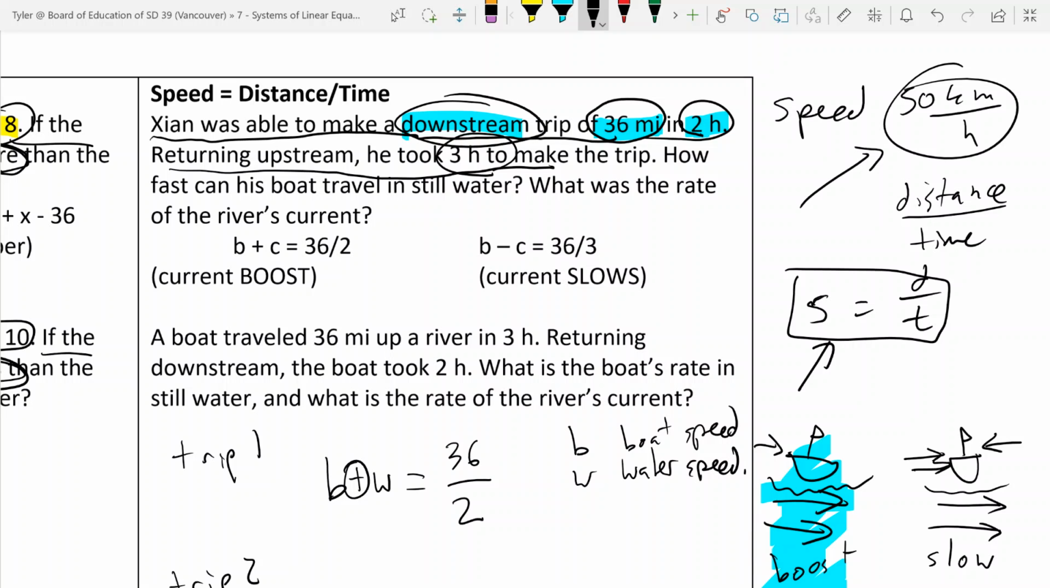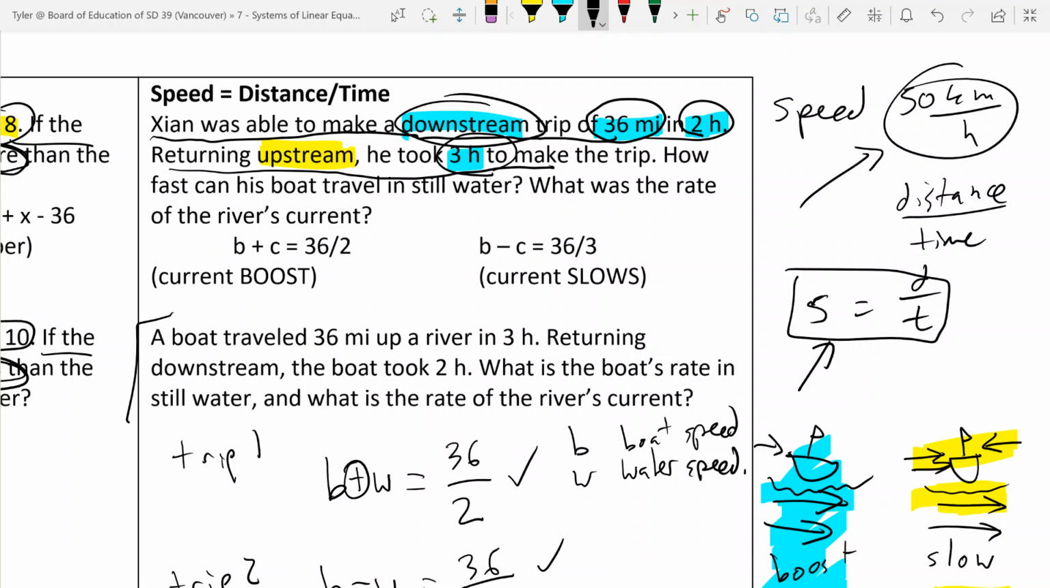Okay. Now on the way back, it was still 36 miles. It didn't say this, but it said it's the same trip, right? But this time it took 3 hours. So I'm going to write 3 hours for my time. Now again, we're going to have the boat speed and the water speed. But on this trip, you were returning upstream, the one where you're going against the current, so you get a negative. I'm going to write B minus W. So now when you look at it, we have our two equations. They're kind of ugly equations and can be simplified a bit, but they're set up properly.